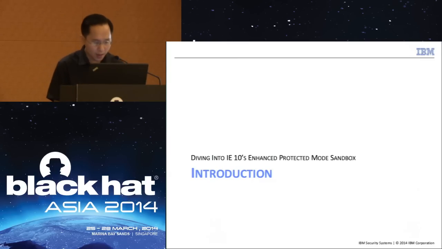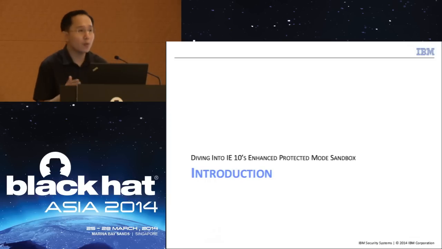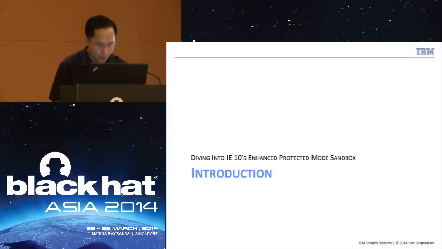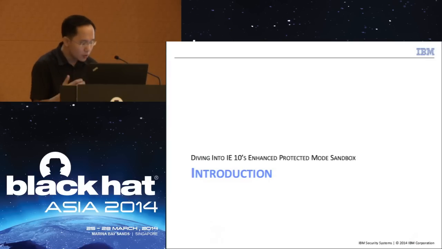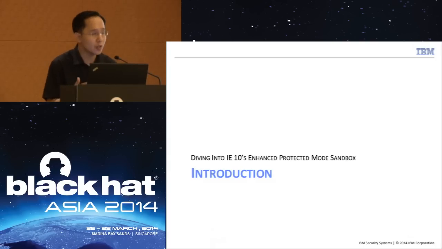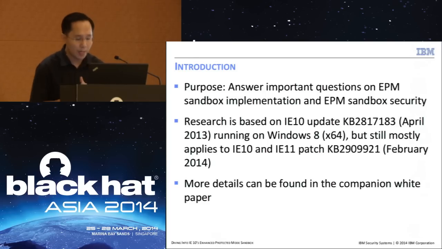EPM was introduced in IE 10 on Windows 8, and it is the improved version of the protected mode sandbox first introduced in IE 7. It is improved in a way that in addition to limiting write access, which helps in preventing installation of persistent malware, EPM additionally limits read access and limits certain capabilities of the sandbox process. So this talk also applies to IE 11 as well. Also, a detailed white paper is available, I think, in your Black Hat CD, and an updated version will be uploaded in the Black Hat website.